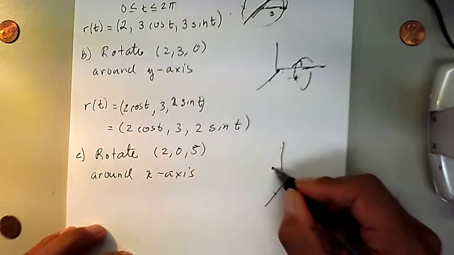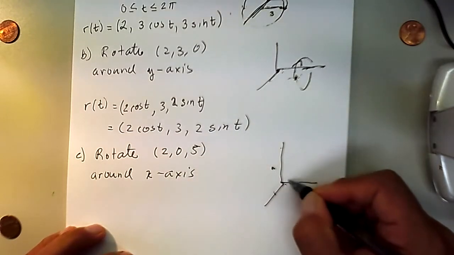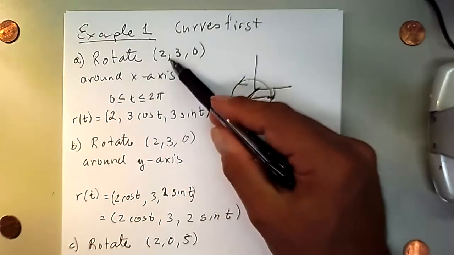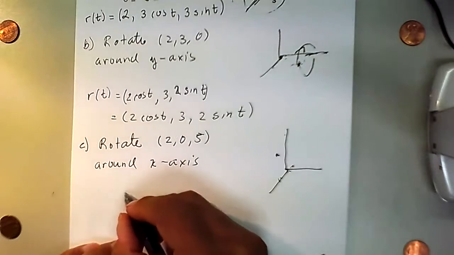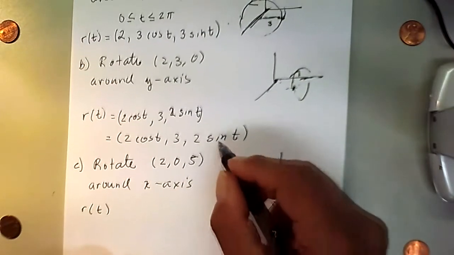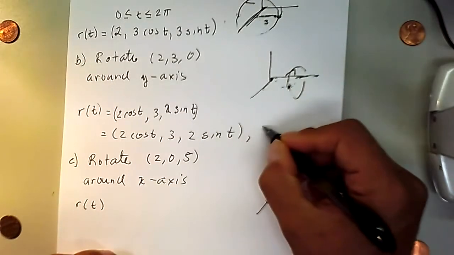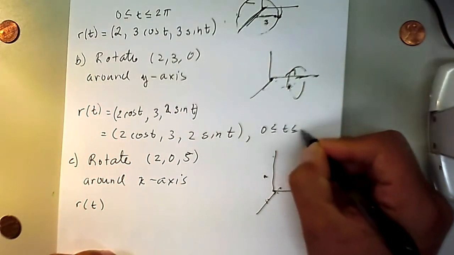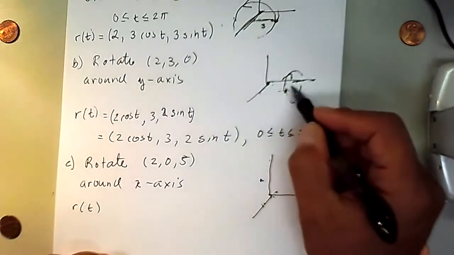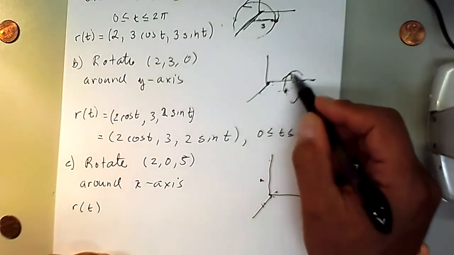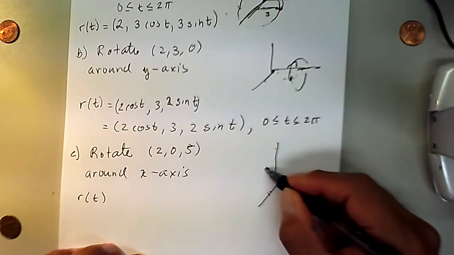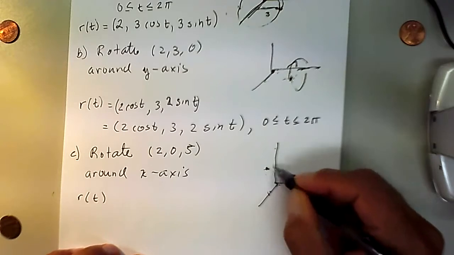All right, so what is going to be constant? 2, again, as in this example, the 2 is constant. All right, so r of t. Sorry to interrupt myself, but I forgot to mention here that 0 is less than or equal to t, less than or equal to 2 pi. Again, if we want to have a full circle. The full circle is going around this way. So again, we're going to have a fairly large circle because the radius is going to be 5.